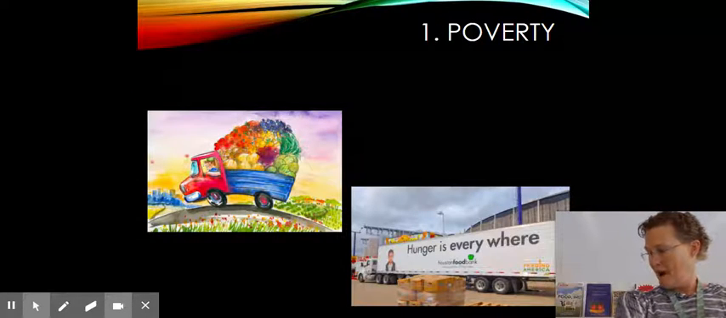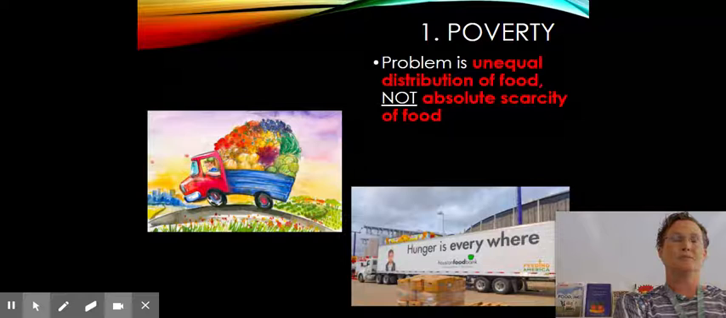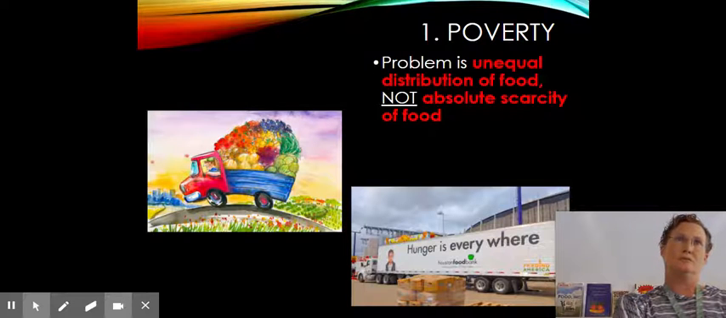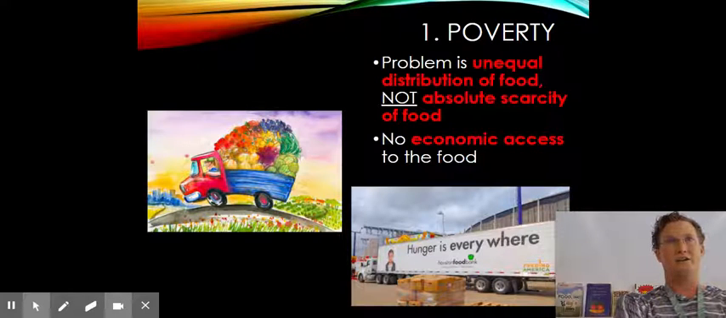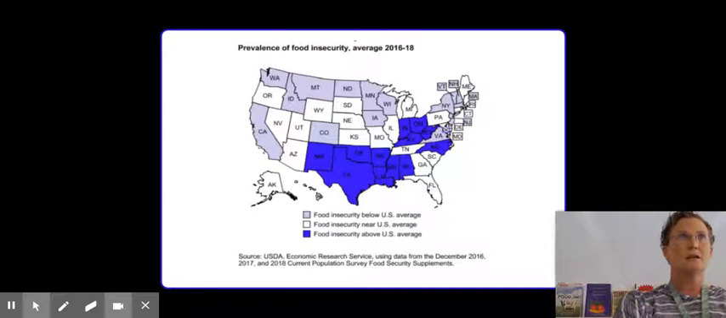So let's talk about poverty. So how are we going to feed all of these hungry people? So the problem is unequal food distribution, not food scarcity. The problem is that there's no economic access to the food. We have the food and it's a dispersal problem.